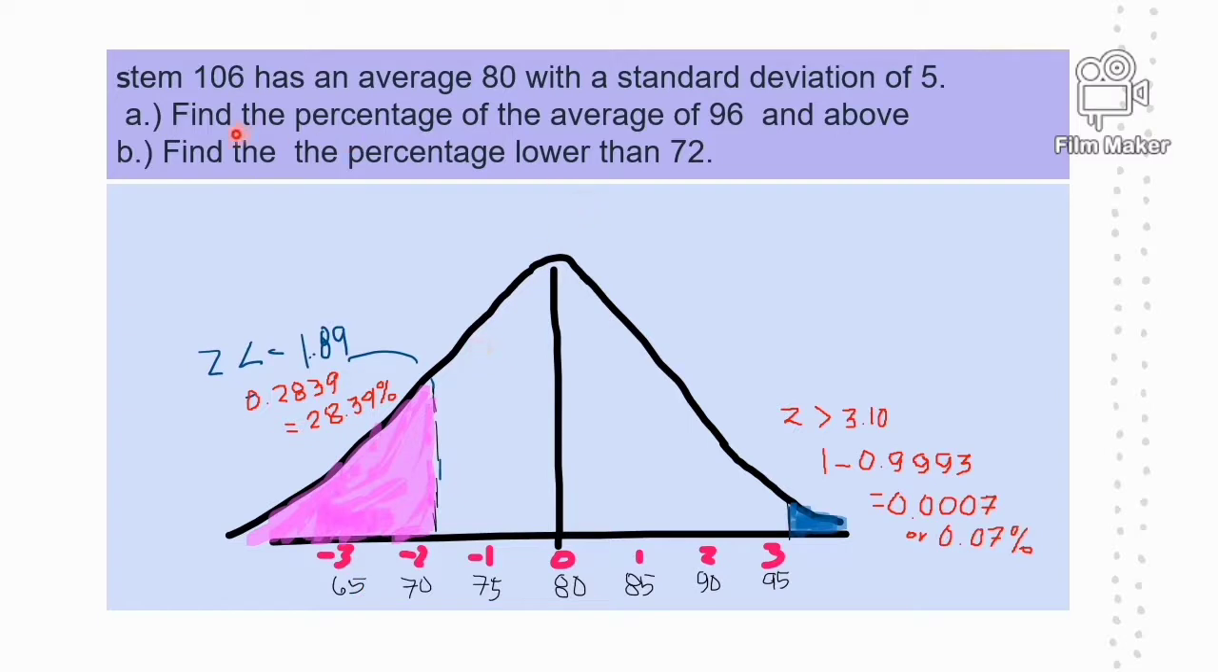So we will get the percentage of 96 and above. So this is 95, and we have 96 here, 97, 98, 99, 100. So 96 falls on Z greater than 3.20. Again, 1 minus the table value of 3.20, which is 0.9993. So 1 minus 0.9993, the answer is 0.07%. Next, 72.